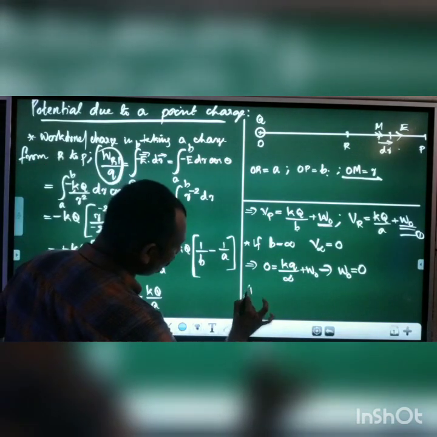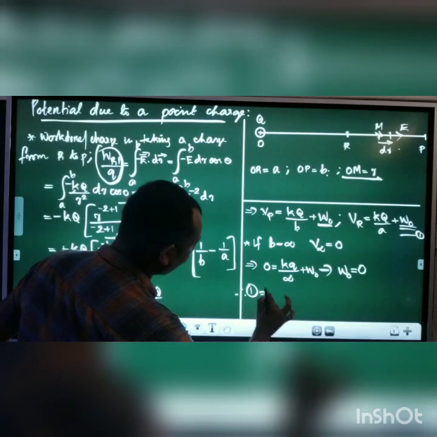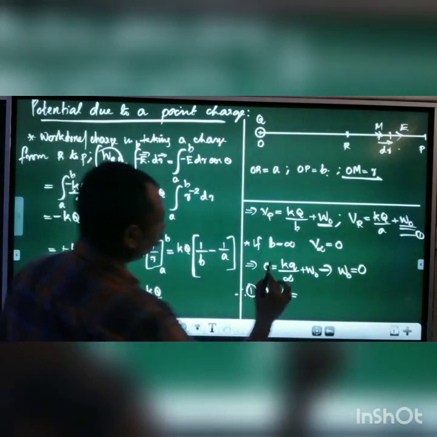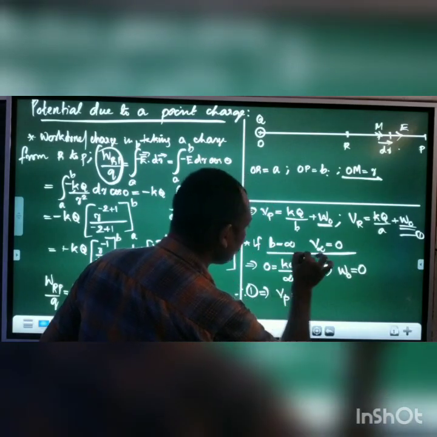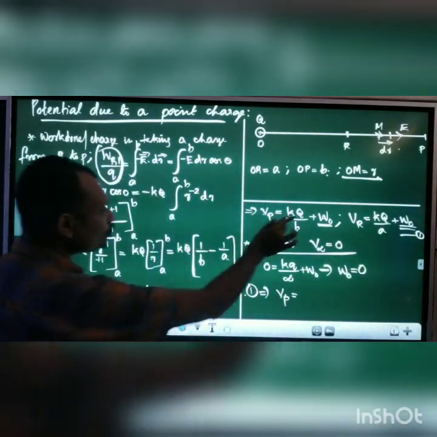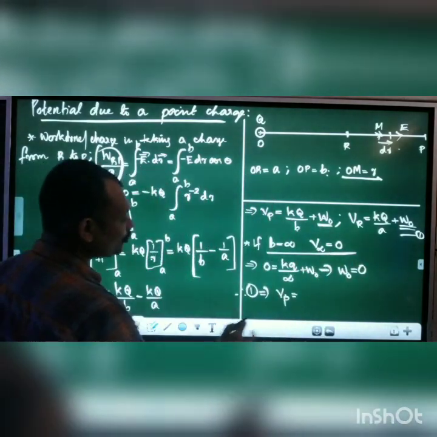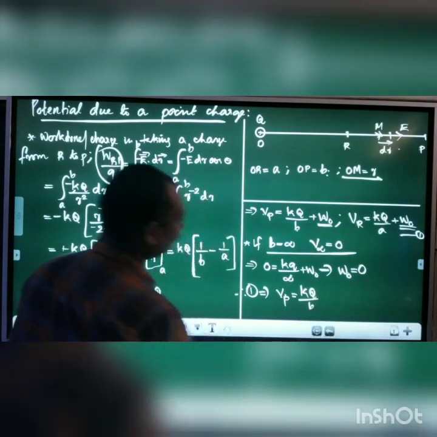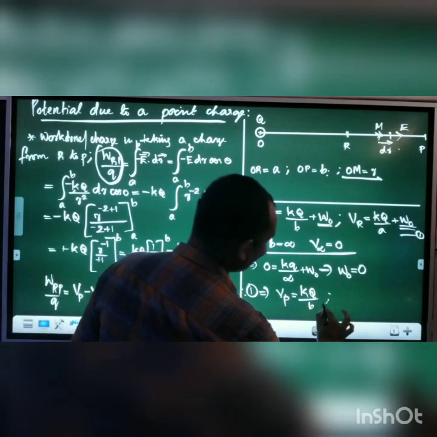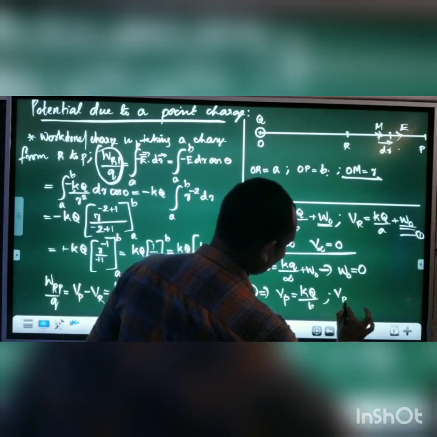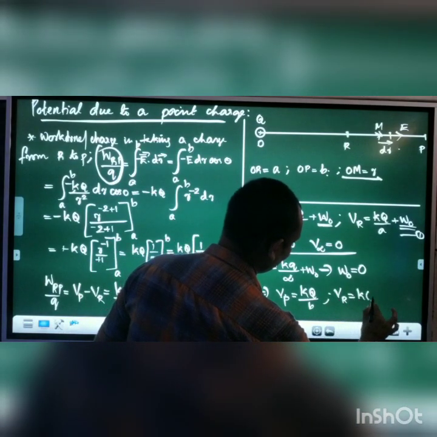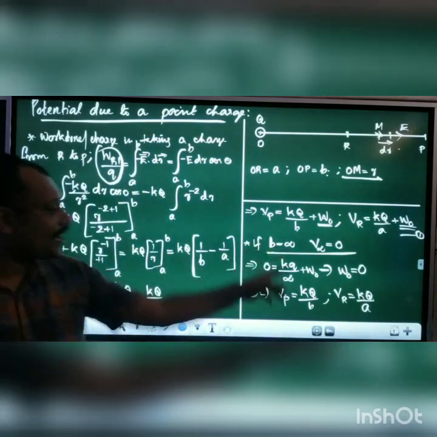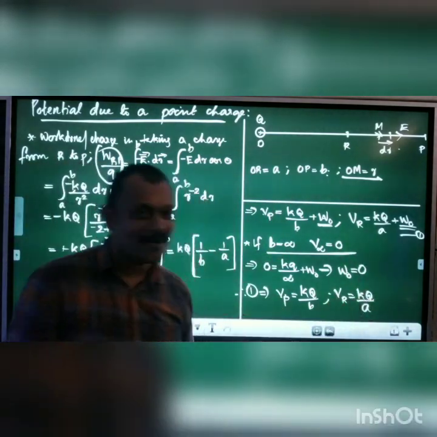Therefore, equation 1 will become what? Vp becomes, if B is equal to infinity, then only this condition. W0 now I have proved to be equal to 0, so Vp is equal to KQ by B and Vr is equal to KQ by A.